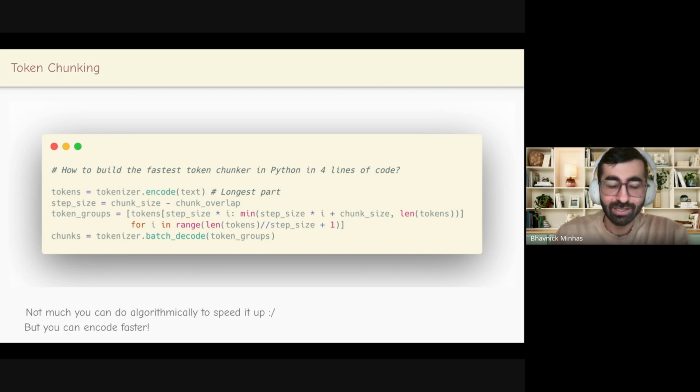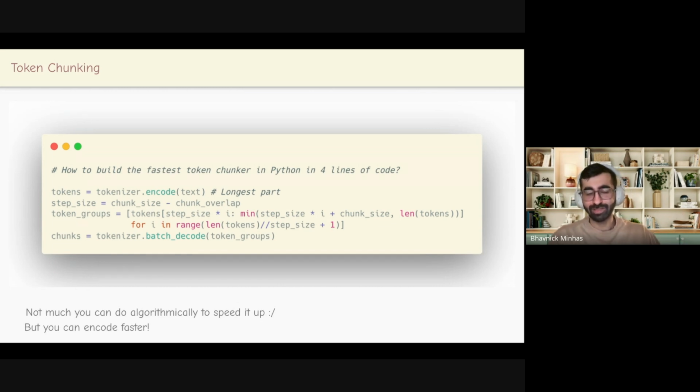But essentially, all token chunking is doing is it encodes first, which is the most time-consuming part. Then it takes a step size based on chunk size and chunk overlap, and makes token groups together based on that step size. And once those token groups are made, then you do a batch decoding. Batch decoding is faster because it uses multiprocessing. You can also do decode in a loop of sorts. So this is how you would do token chunking.